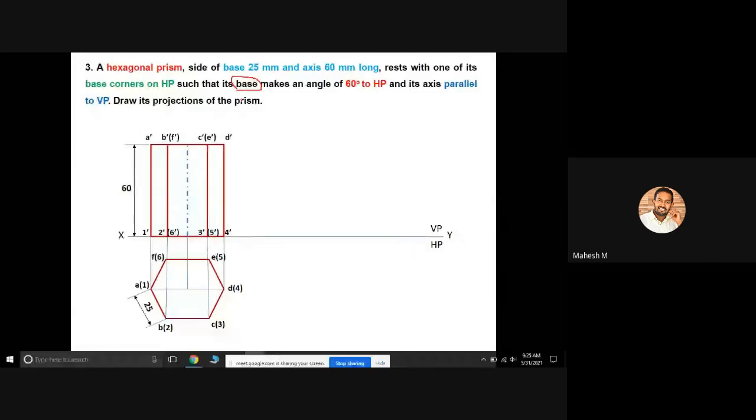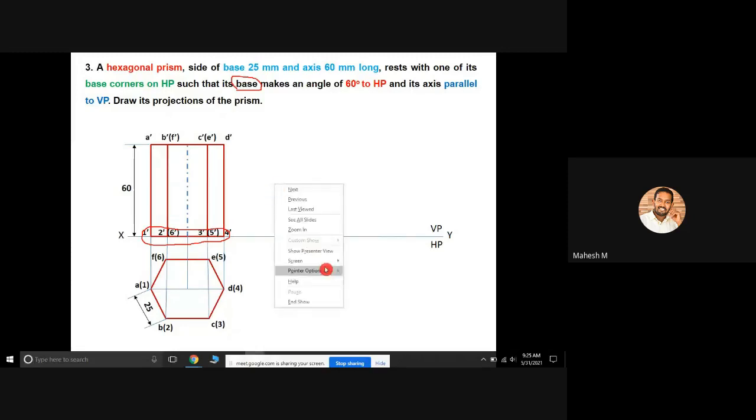Okay, so here base makes an angle of 60 degree to HP. That means you have to draw this line with an angle of 60 degree. So the angle of the axis will be 30 degree. Base 60 na angle 30, the axis 30 degree மாறிடும். So you don't have to consider that. That is not important for this problem. Now you have to draw this diagram with the inclination of 60 degree. So now எந்த corner pick பண்ணலாம், whether we can pick this corner or this corner.